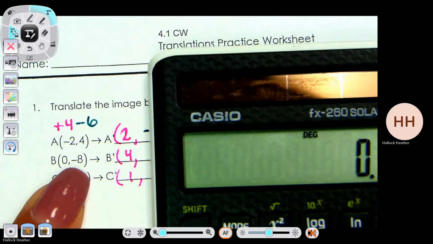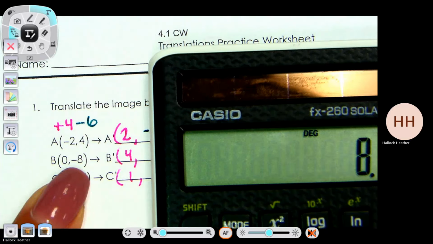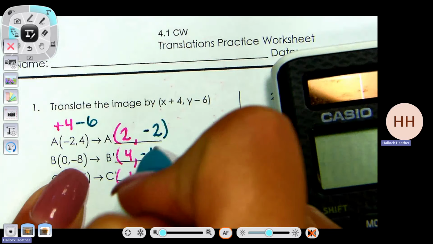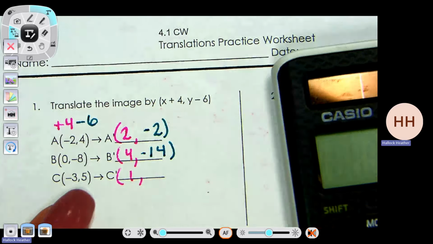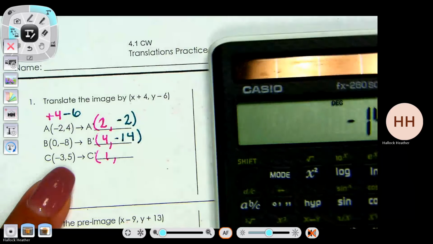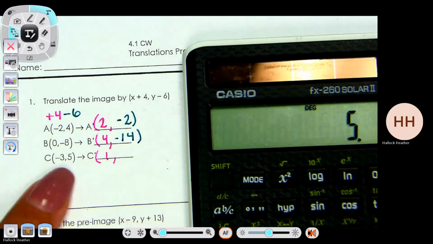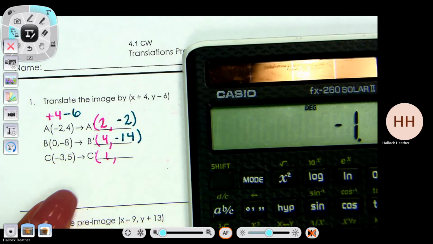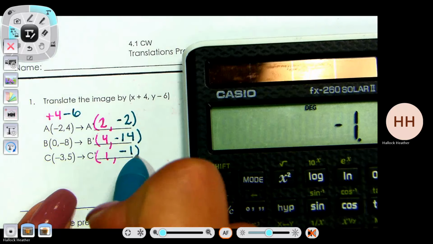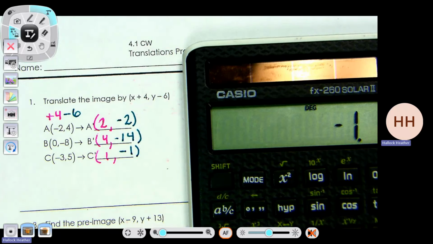-8 minus 6. I don't want to mess up. -14. The next one is 5. Doing 5, and I'm minusing 6. -1. So you're just writing the coordinates for each one.